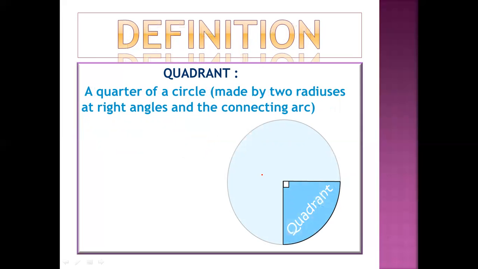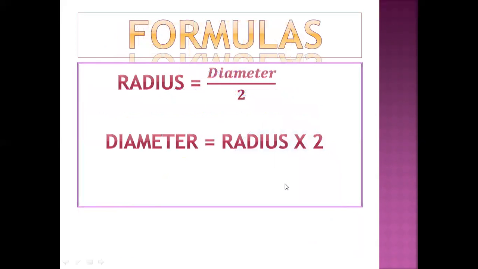Quadrant. The next element of the circle is quadrant. A quarter of the circle, you know what you mean by quarter? Quarter means fourth part. A quarter of the circle made by two radii at right angles and a connecting arc. Or you can say if we divide a circle into four equal parts, then each part is called the quadrant of the circle. Radius is diameter over 2 and diameter is equal to radius multiplied by 2.